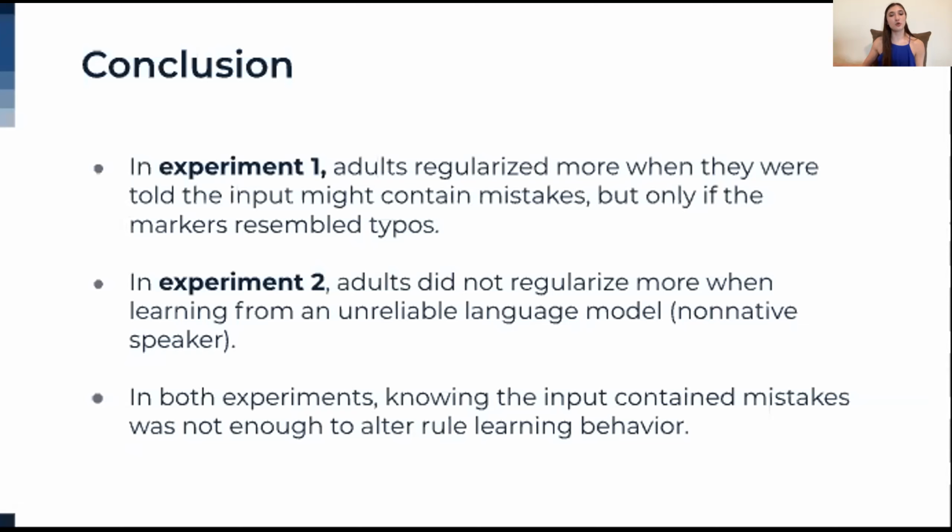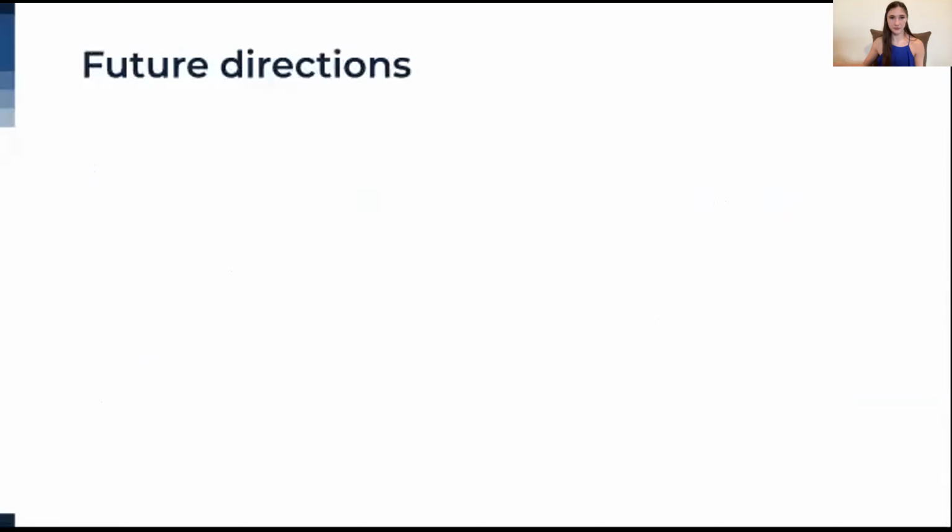In experiment 2, we asked whether learners would be more likely to regularize variation if they knew they were learning from a non-native speaker who was likely to say things the wrong way. But just like in experiment 1, simply being told the input might contain mistakes wasn't enough to lead them to change the language, even if they were aware that the speaker was really bad at the language.